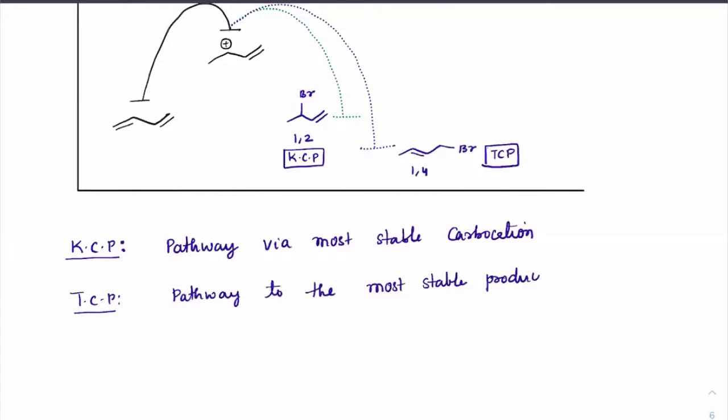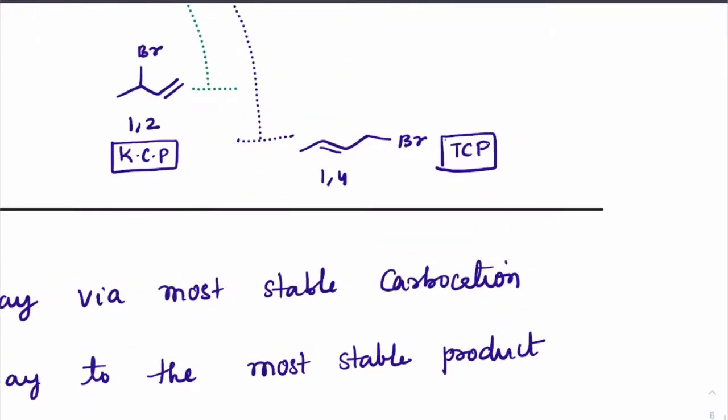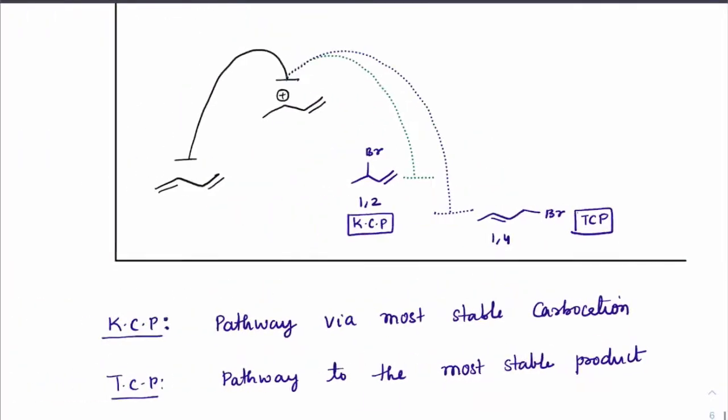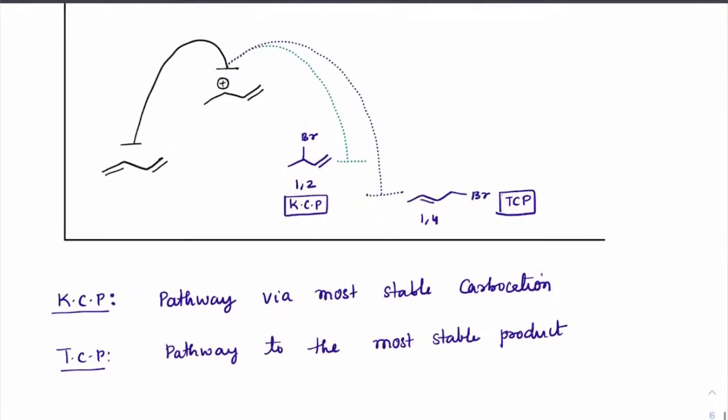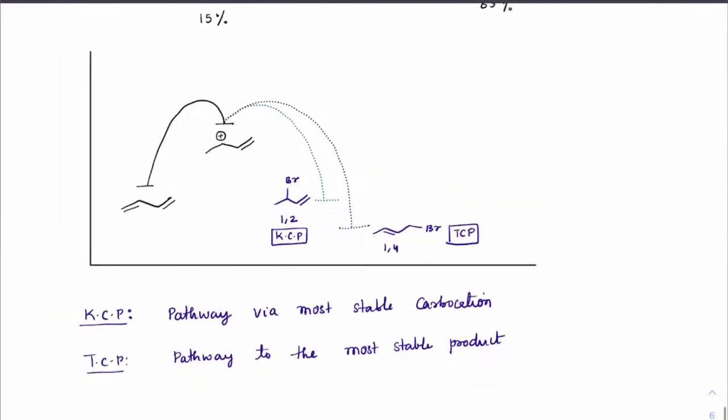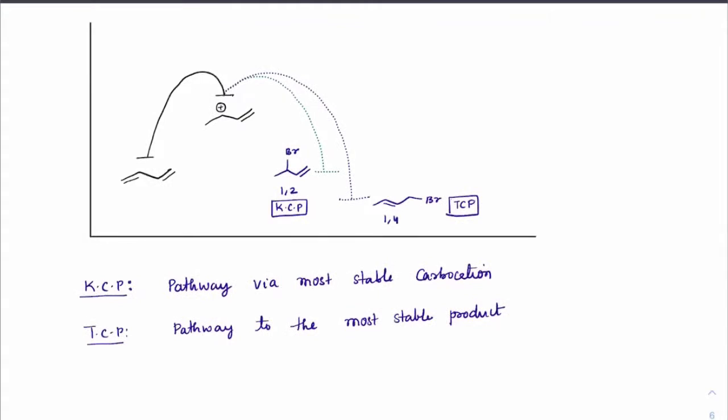Most stable product. In the final product, if you see, there is one double bond here at the terminal position and there is one double bond here. Which of these double bonds is more stable? The 1,4 is more stable, right, everyone? Which means this substituted double bond is always more stable, which comes with hyperconjugation. So the most stable product is always known as the thermodynamically controlled product. And any pathway which leads to the most stable carbocation is called the kinetically controlled product. Okay.